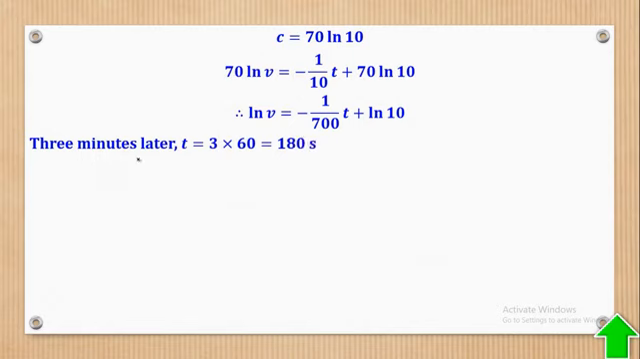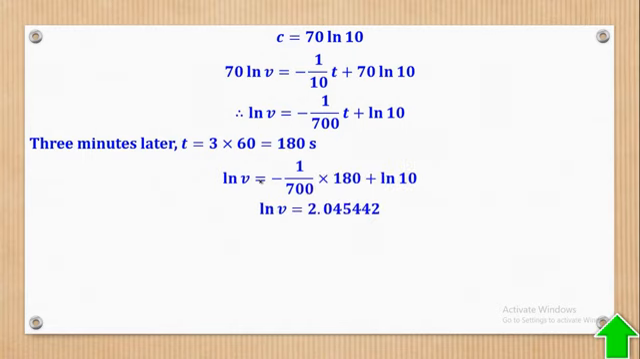Now 3 minutes later, t is equal to 3 times 60 because the time is in seconds. We are using time in seconds because the velocity was in meters per second. Now that per second means that time has to be in seconds. So substitute for t and look for a way of making v the subject. So v will be equal to that.